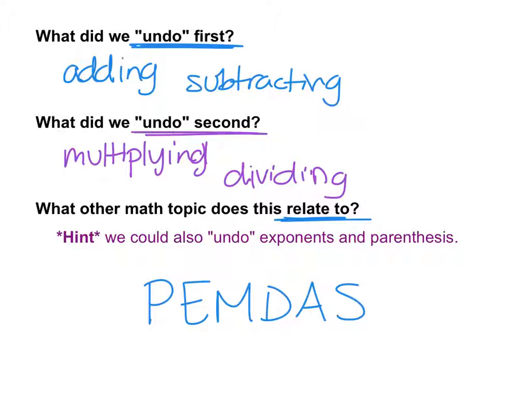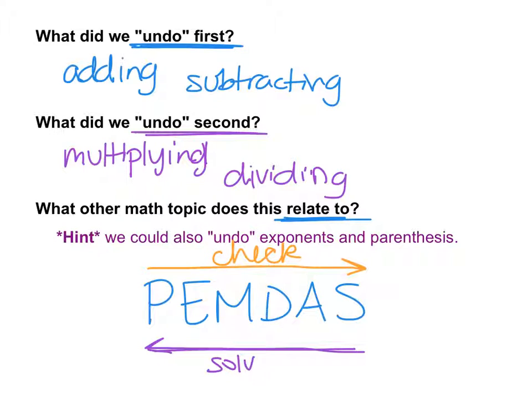And we use PEMDAS when we check our work. So when we were checking our solutions, we did the multiplication or division, and then we added or subtracted. When we work backwards and solve for our variable, that's when I start by undoing my adding or subtracting. And then I undo the multiplying and dividing. You work the opposite direction. You work forwards to check, but first you work backwards when you solve.